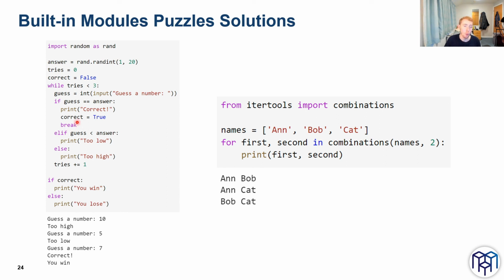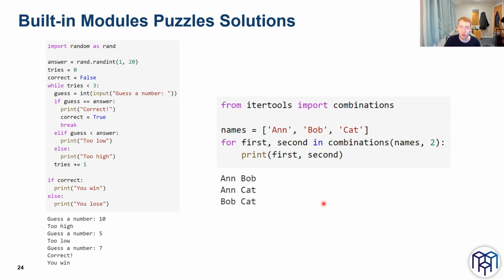And so we'll know which one was which by looking at correct. If we broke here, then correct must have been set equal to true. That's the line before. Otherwise, we never got into this bit, and so correct must be false still. So we can look at correct to see whether they won or not. So that's some nice code there for a guessing game.